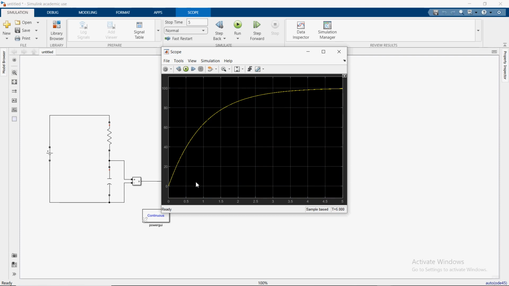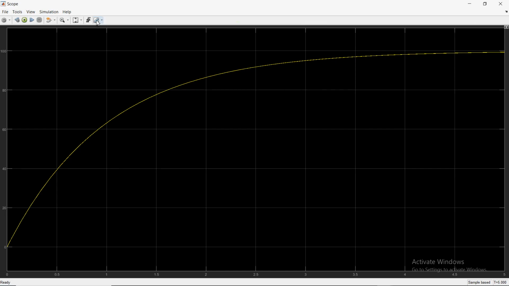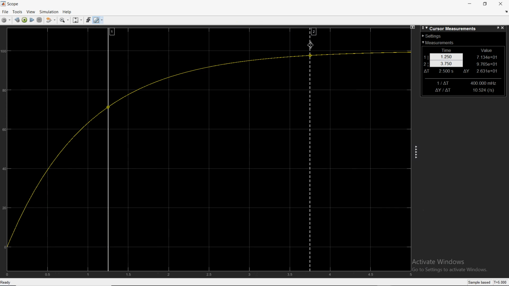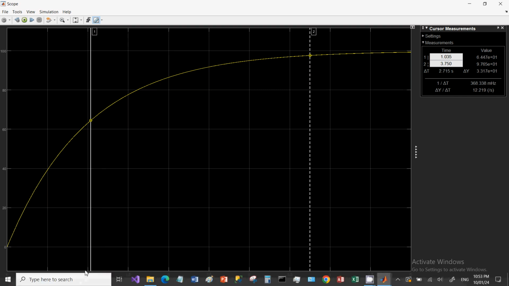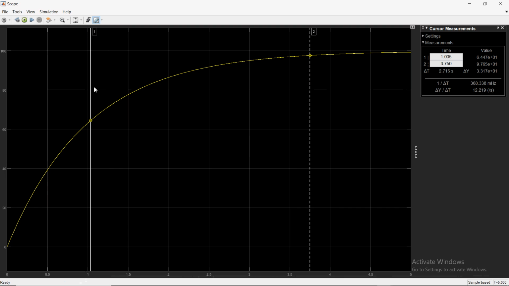The shape is proper, but you have to measure at 1 second whether you get the expected voltage, that is 63% of 100, that is obviously 63 volts, or not. So maximize it and open this scale tool. Okay, you will get two cursors for measurement. So drag this to 1 second. Observe here, this is 1 second. Drag this to 1 second. Okay, this is 1 second. You can make some fine adjustment.